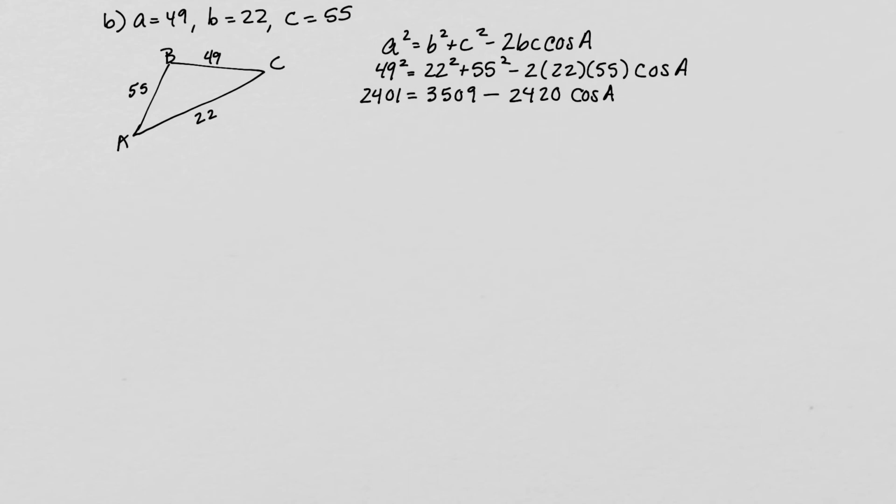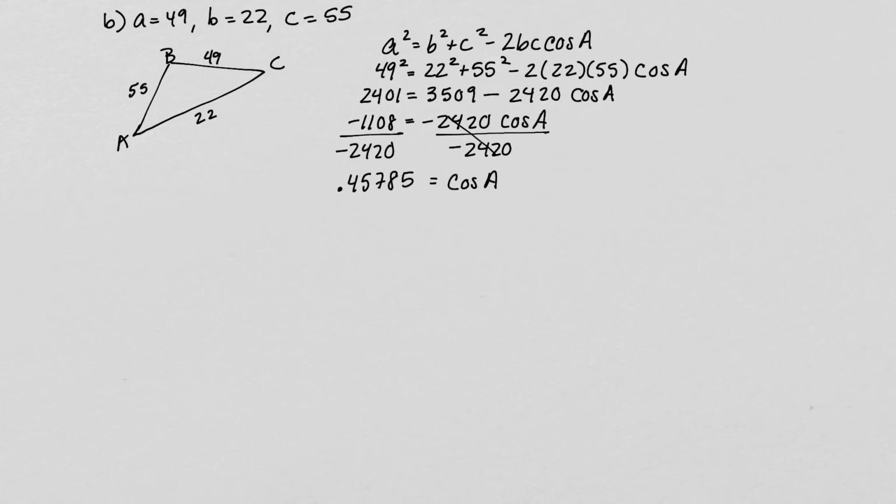of A. So if I subtract the 3,509 to the other side, we have minus 1,108 is equal to minus 2,420 cosine of A. Divide both sides by minus 2,420. And we end up with the cosine of A is equal to 0.45785. And then, so A is going to be the cosine inverse of 0.45785. So A is going to roughly be 62.8 degrees.